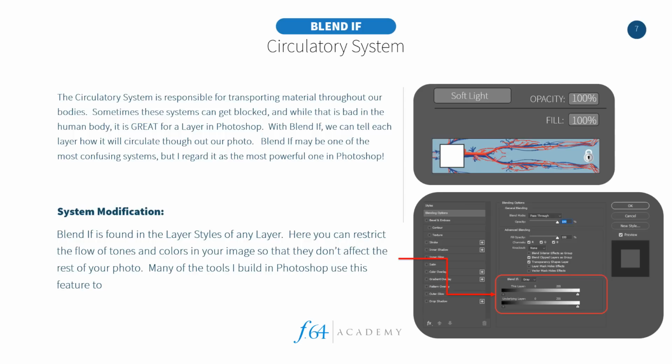photos in Photoshop. And really, when I learned how to use Blend If and realized that it is the circulatory system of the layer that determines how functional that layer is, you can really do some interesting things with Blend If, especially on the restriction side of things. So blockages are good here when it comes to Blend If. And Blend If is part of layer styles, which is very much the circulatory system of a layer.